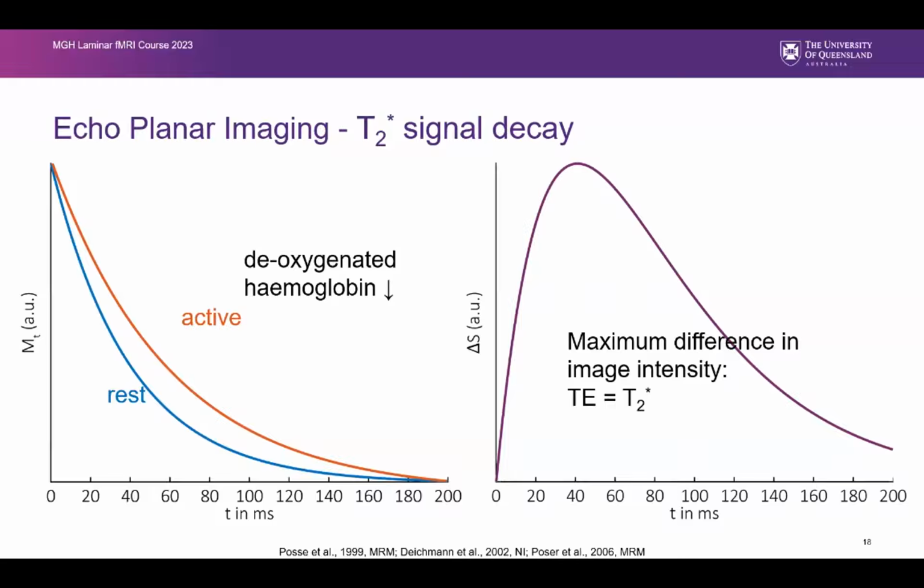So this is a general principle, and let me turn on my pointer. You can also see here that this is a relatively flat plateau, so you don't have to be at the exact perfect time to get a nice image contrast. And of course, there's also the question, what is the T2 star of the underlying tissue? That varies depending on the region you're looking at, but it's a good rule of thumb when you set up your acquisition protocols.